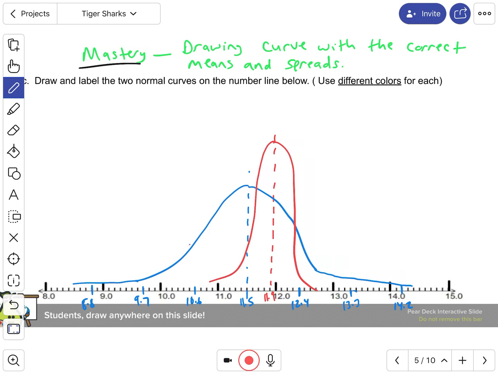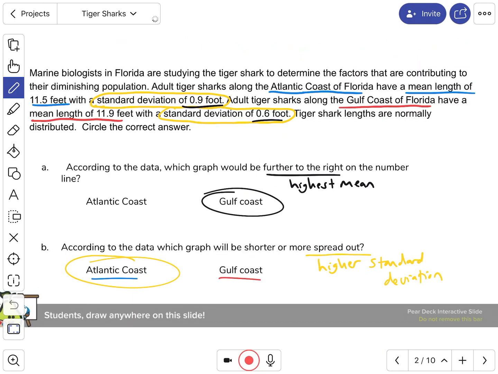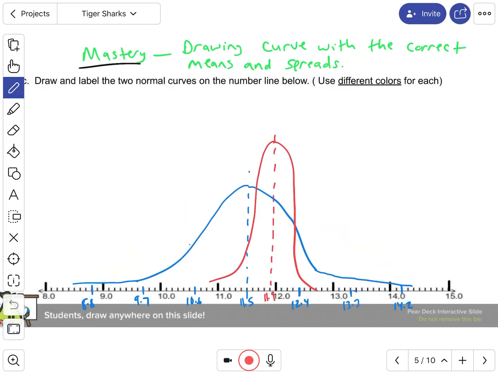And then when we look at the red curve, which is the Gulf Coast, that has a standard deviation of 0.6. So 11.9 plus 0.6 is the first standard deviation above the mean, which is 12.5. So that's here. Plus another 0.6, and that's 13.1, which is right here.